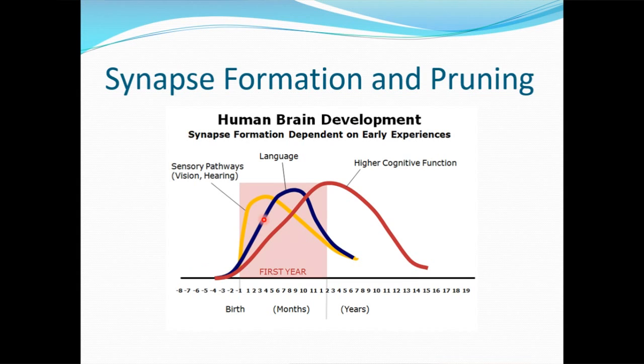Language starts later, and most of the synapse formation is later in that first year of a child's life and then rapidly declines again. No one knows why it's so important that in that first year of life a child is exposed to language. And your higher cognitive functions are later and then also taper off, reaching a peak at about the age of 1 year. Okay. So that's synapse formation.